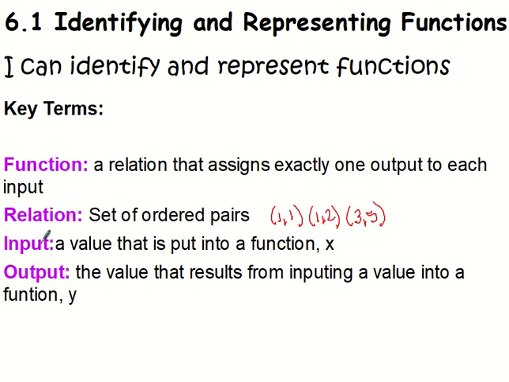So an input is a value that is put into a function. It's our x, right? So these ones, 1, 1, 3. And an output is the value that results from inputting a value into a function. So it's our y's. So 1, 2, and 5. So for a function, there can only be one output for every input, okay? And I'll show you what that looks like a little bit more, all right? So remember, a function is just a special kind of relation.